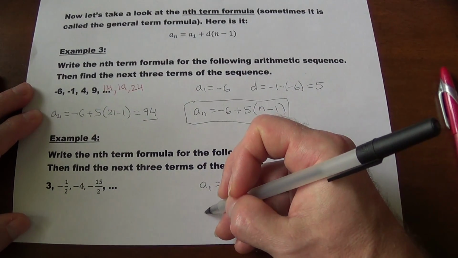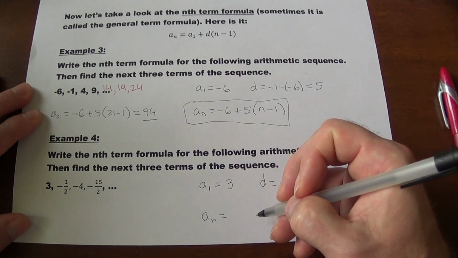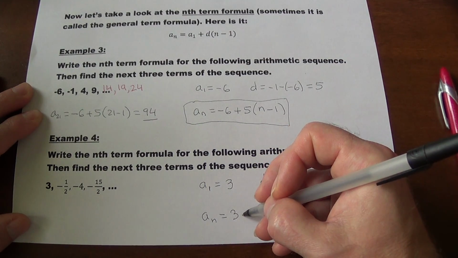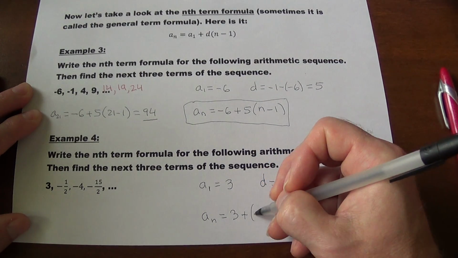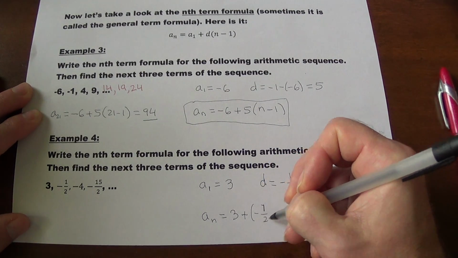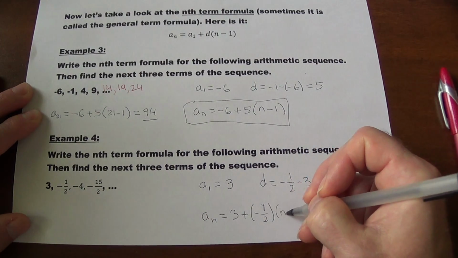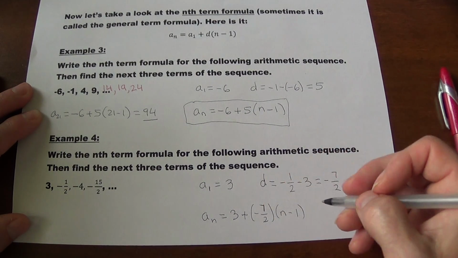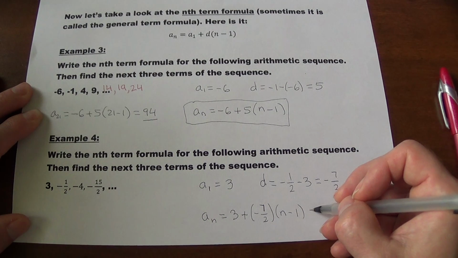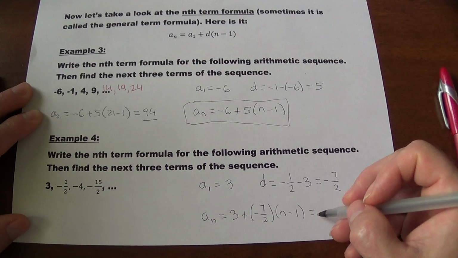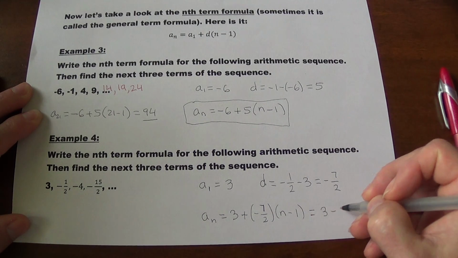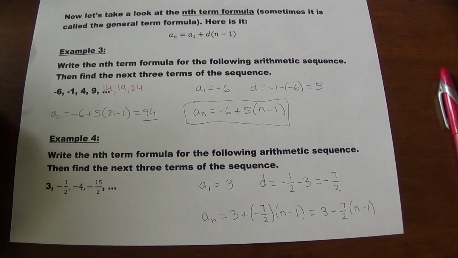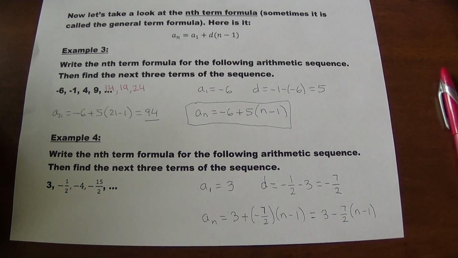So then for the nth term formula, we're going to write a sub n equals the first term, that's 3, plus negative 7/2 times n minus 1. This is correct, this is okay, but I would like to rewrite that a little bit differently because we have plus negative here. We can also rewrite that as 3 minus 7/2 times n minus 1. It's always easier to avoid having double signs, and that's what we just did here.